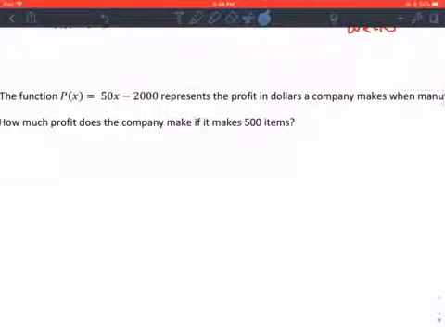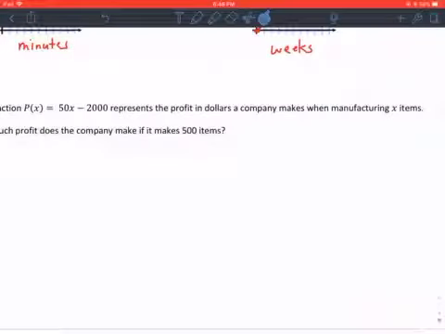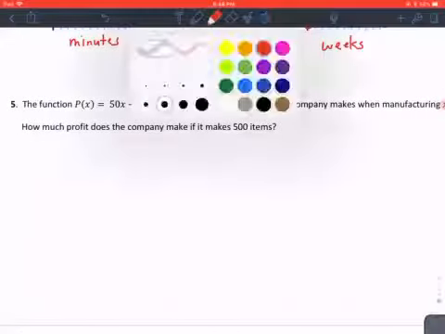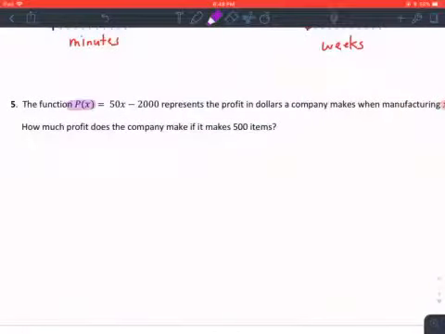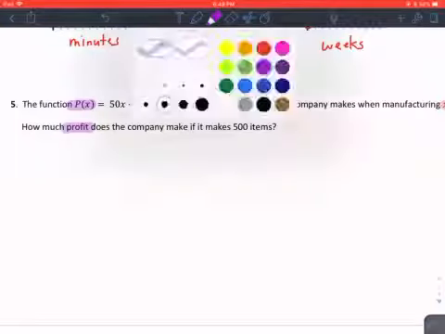Okay, so the big thing here is that it tells us X is the number of items. And then it asks us for how much profit. So profit is our P of X. And then it asks us how much profit will they make if they are making 500 items.